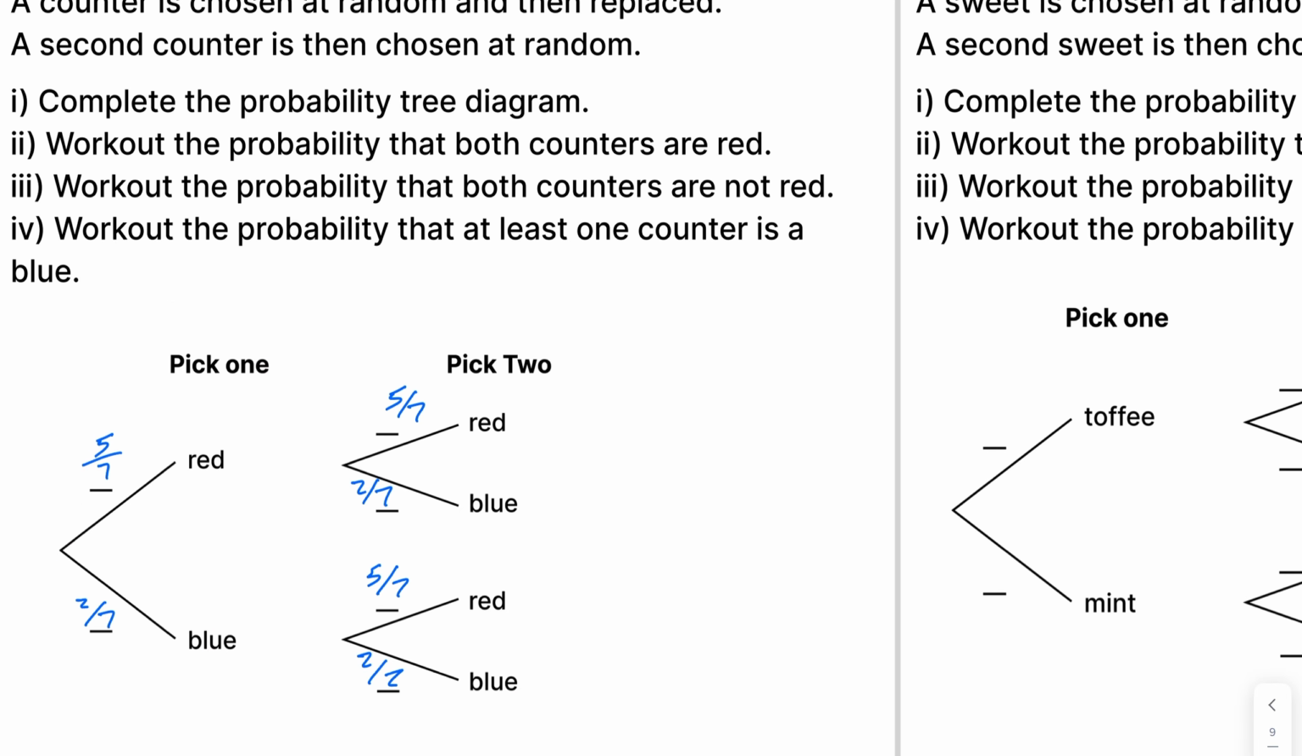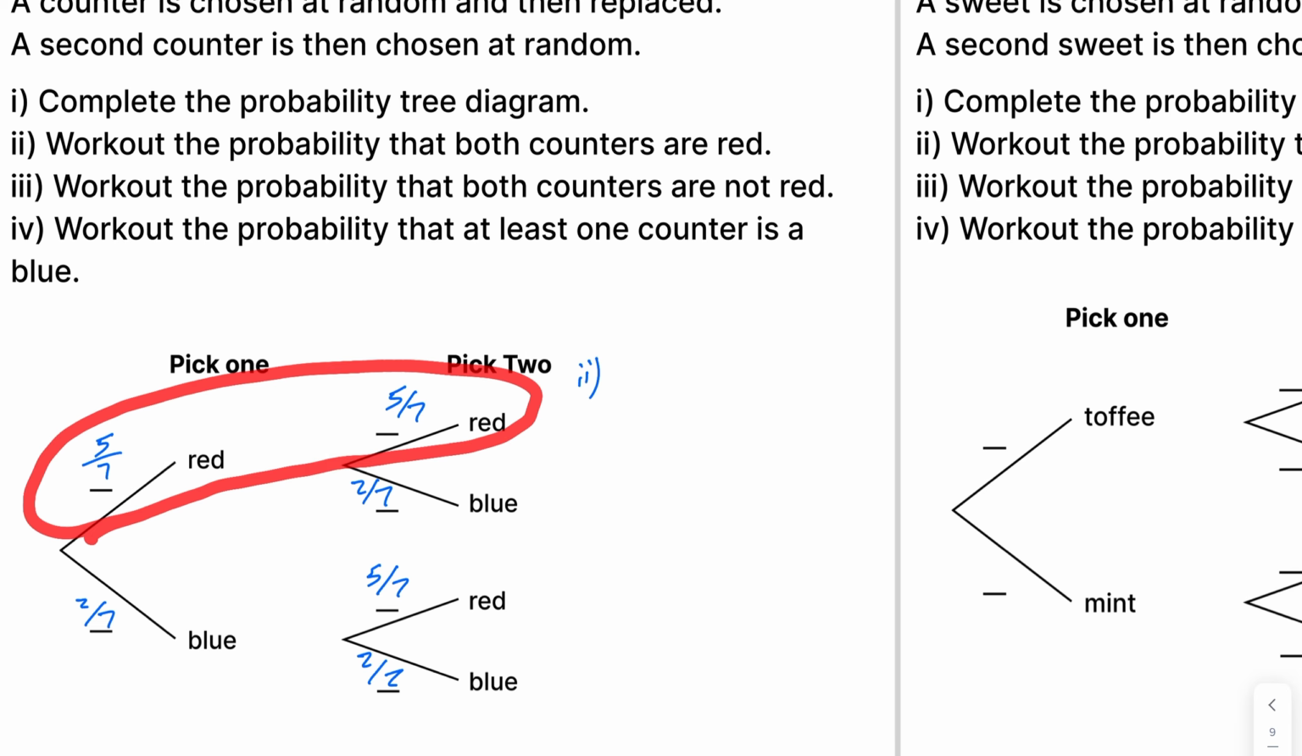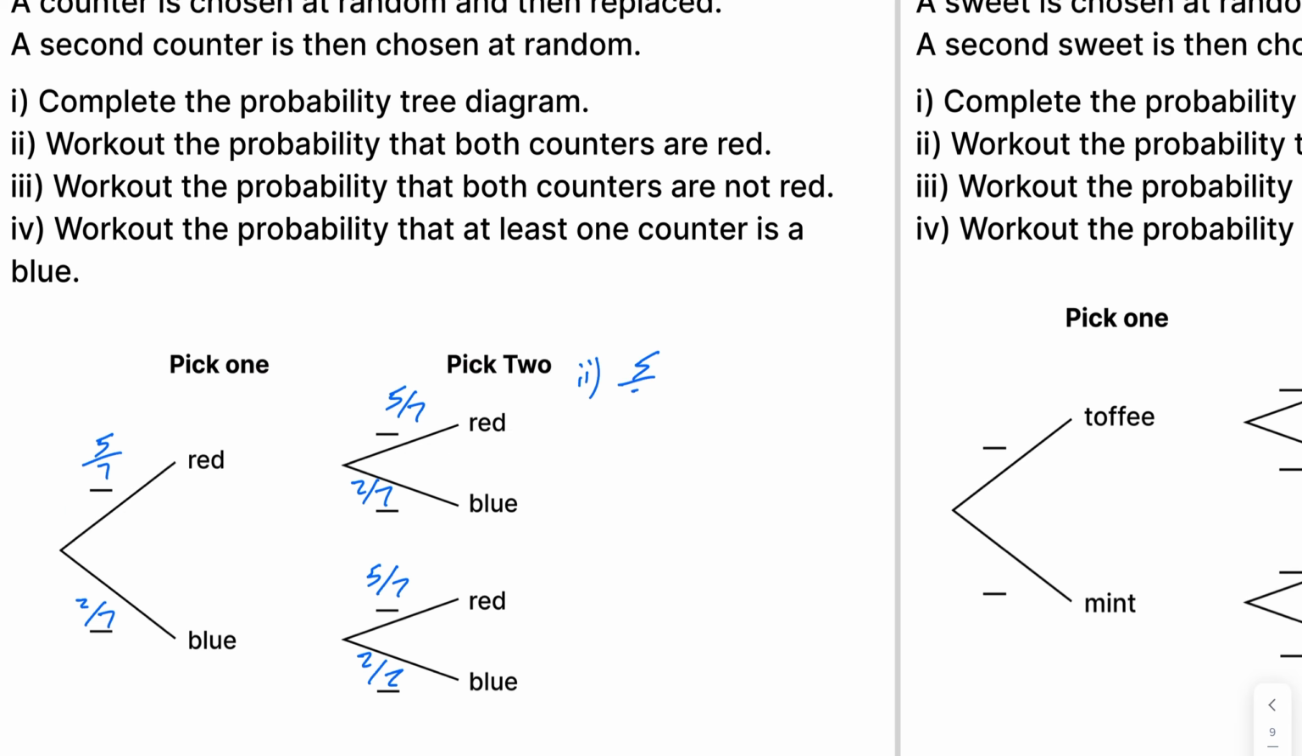So that's that done. Look at the probability that both counters are red. So that is this branch here. So that's 5 over 7 times 5 over 7, which is 25 over 49.